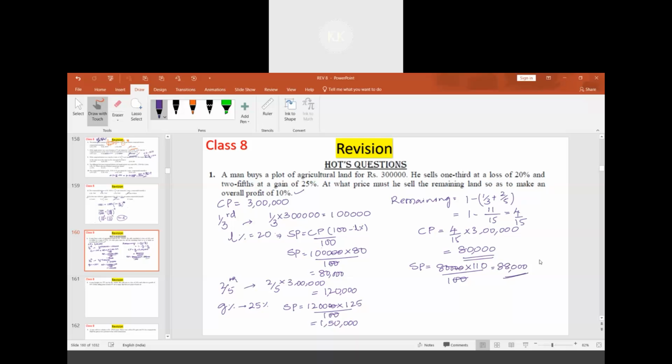Sir, why did you take 1 minus 1 by 3 plus 2 by 5? We need to find out the overall gain. You took 10% profit. No, sir, it is not for the third part. It is for the whole land.